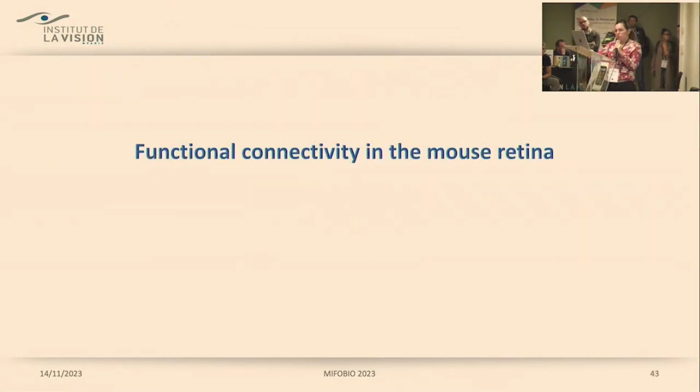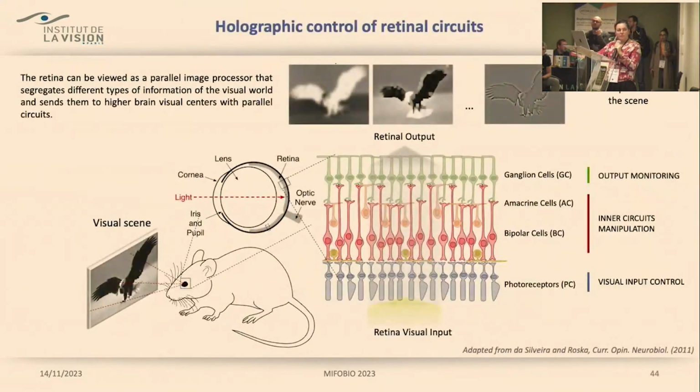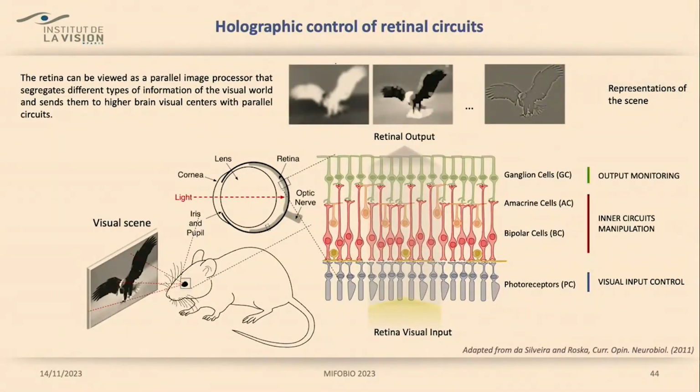And now I will switch to a last example where we used our techniques, showing you some experiments for the study of functional connectivity in the mouse retina. The mouse retina is a nice application. The retina in general is a layered structure whose role is to record visual scenes and to transform them through a really diverse optical pathway.